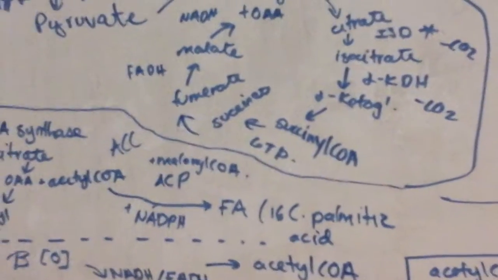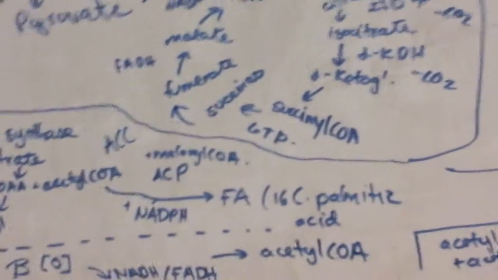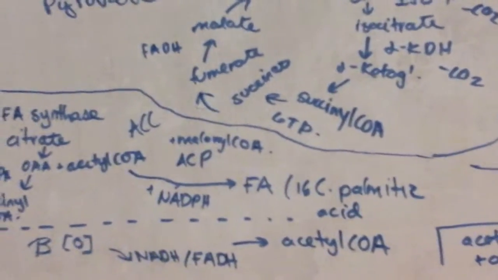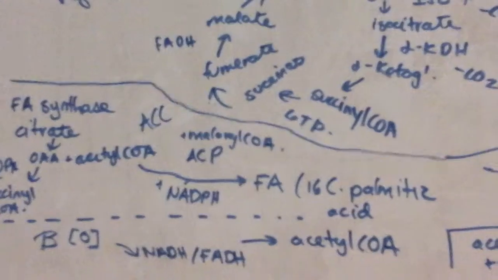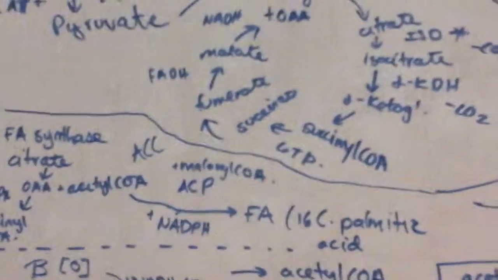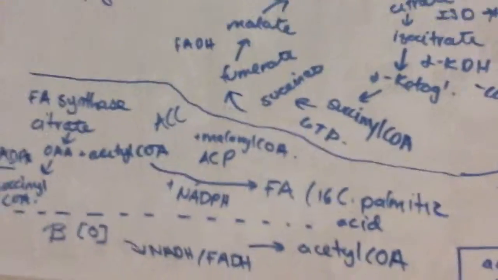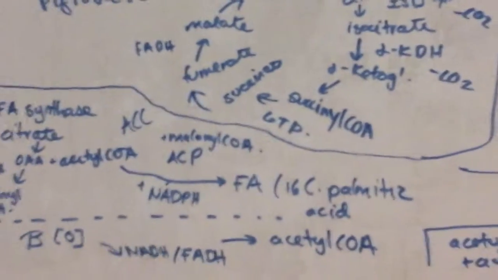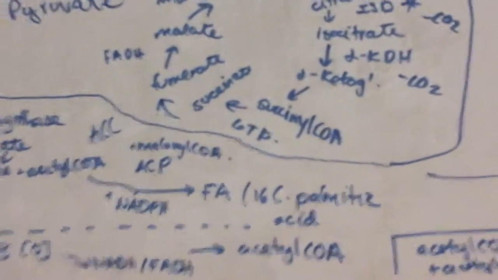Acetyl-CoA is going to be joined to malonyl-CoA using an acyl carrier protein. We're also going to use a series of reactions to produce fatty acids. And we're requiring, of course, NADPH. Okay, the only fatty acid that we can make is a 16-carbon fatty acid called palmitic acid.